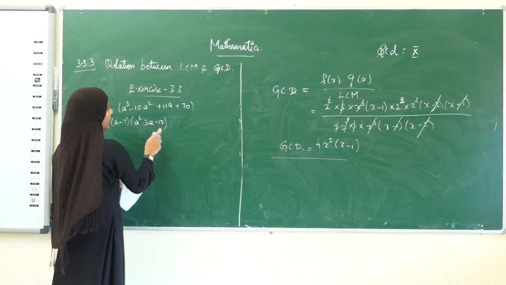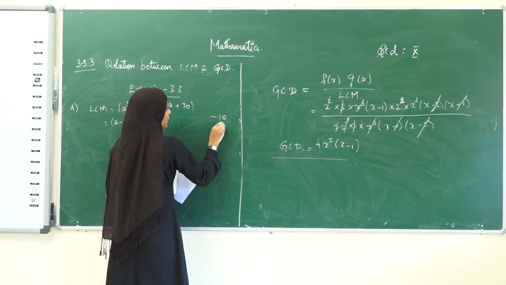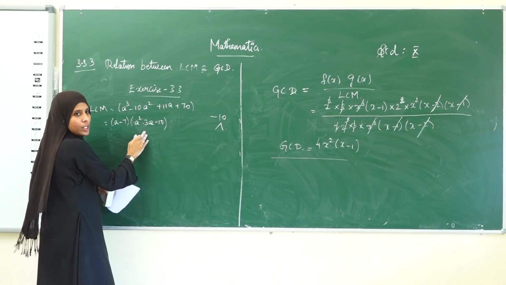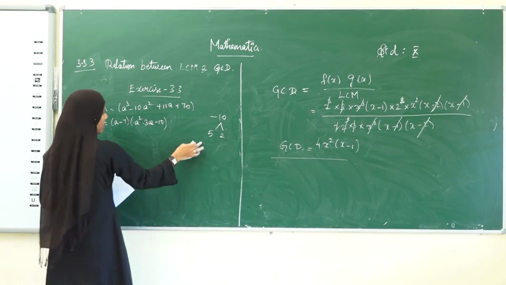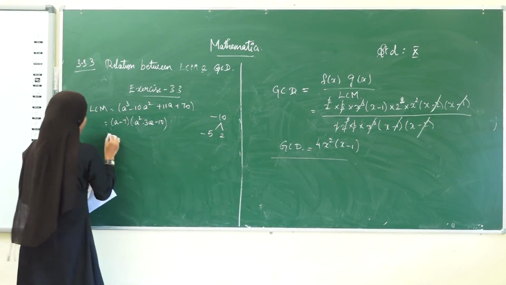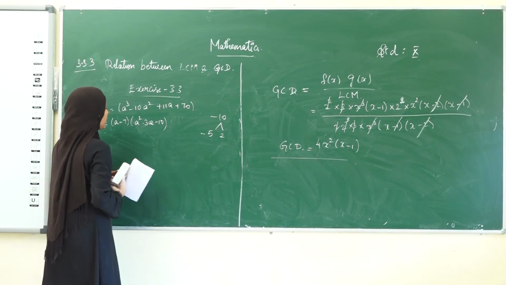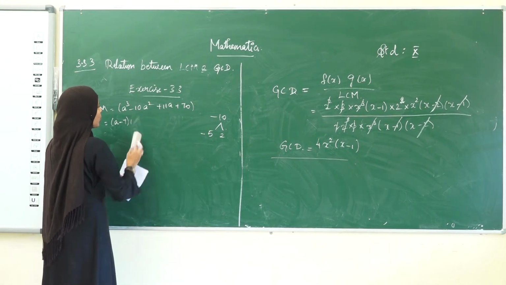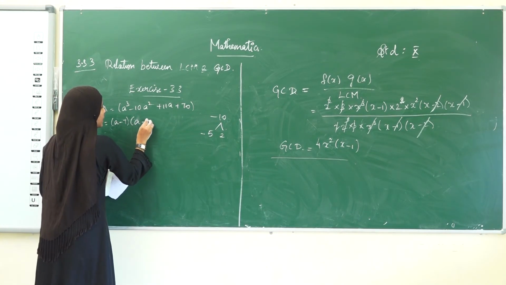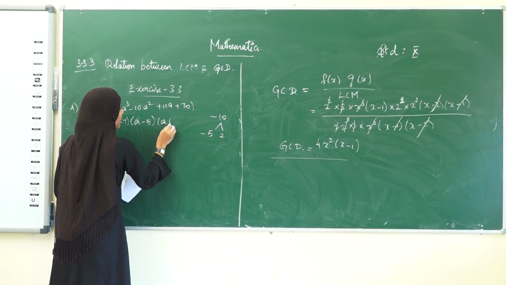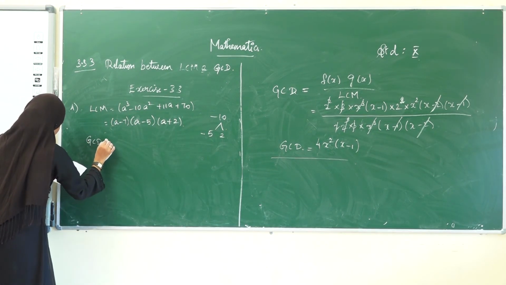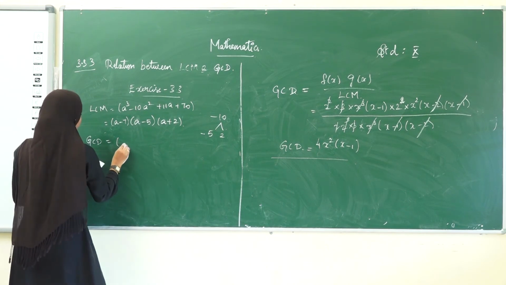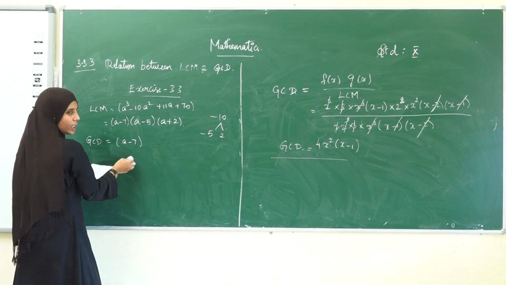Now we can find this. This is a quadratic equation. We can solve this using this method: 5 into 2, we should get minus 10. Therefore, this can be written as a minus 7 into a minus 5 into a plus 2. That is the LCM. What's the GCD? They have given the GCD is equal to a minus 7. We need not expand this.